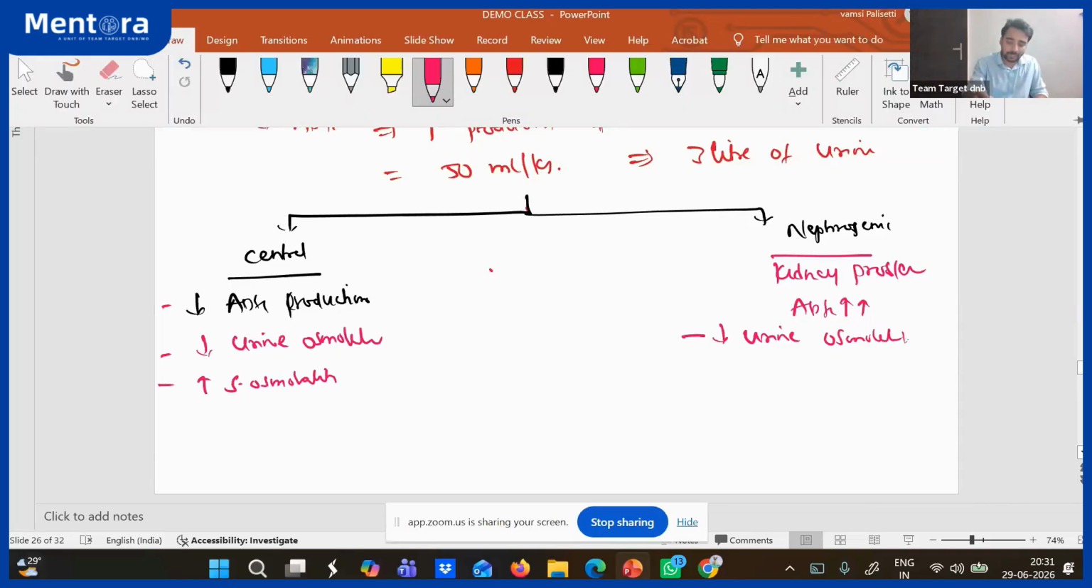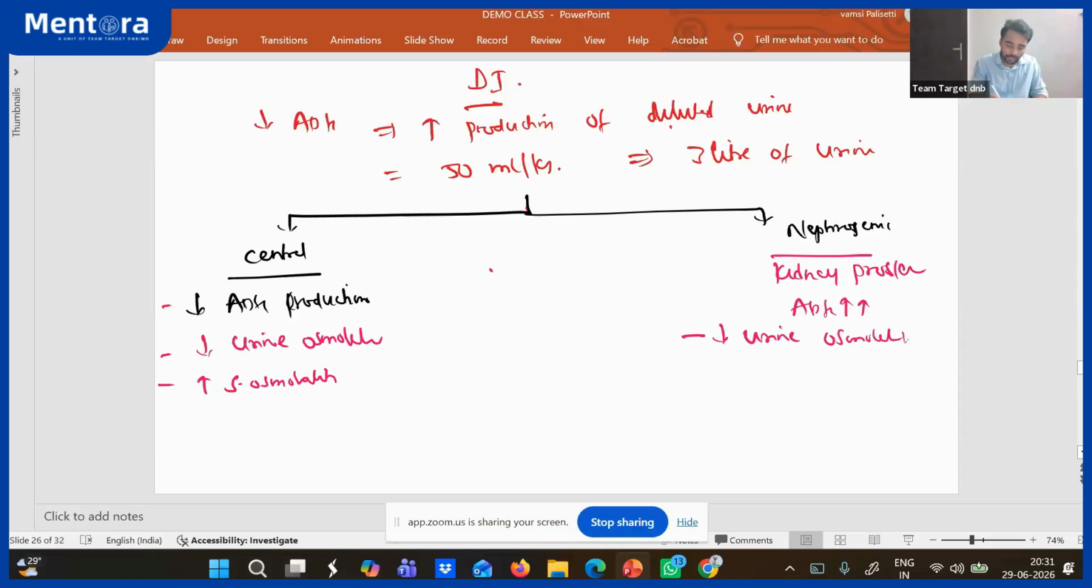Clear? So how will you diagnose here? In central diabetes insipidus, you have to diagnose through MRI brain. In MRI brain, you have to look at the T1 image. Very important, we use the T1 image in very few conditions. In the T1 image, you should be able to see the bright spot. This bright spot indicates the posterior pituitary. If the bright spot is absent on T1 imaging, you can suspect diabetes insipidus.